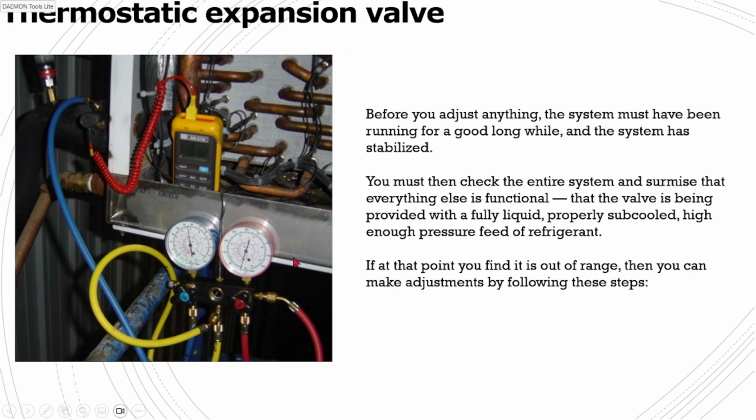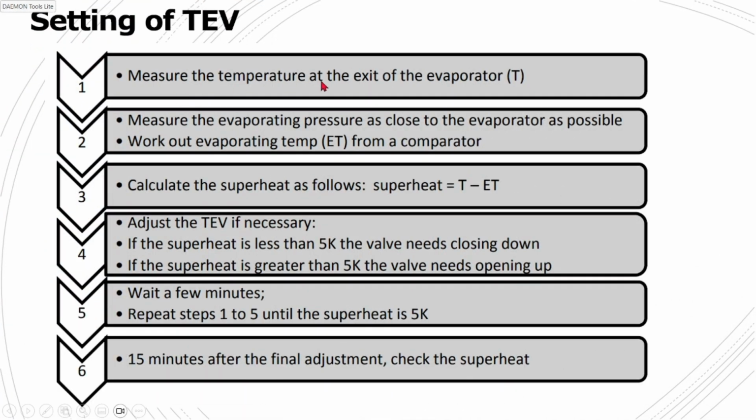So this is the principle that you are going to apply. Measure the temperature at the exit of the evaporator. Measure the evaporating pressure as close to the evaporator as possible. Work out the evaporator temperature, ET, from the compound gauge, from which you can find the evaporation temperature. So the superheat value is T minus ET, and T minus ET should be 5 degrees. That is good for most systems. You have to adjust the expansion valve until you get a 5 degree difference between the saturation temperature and the evaporator outlet temperature, right?